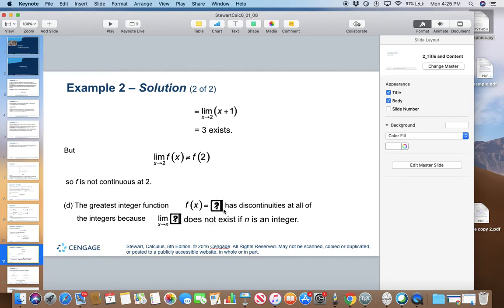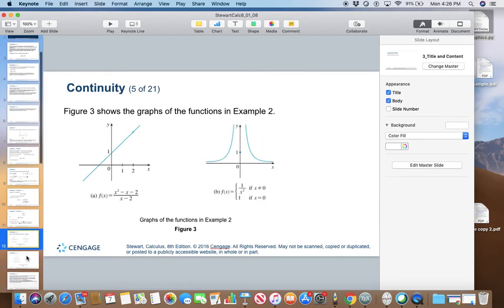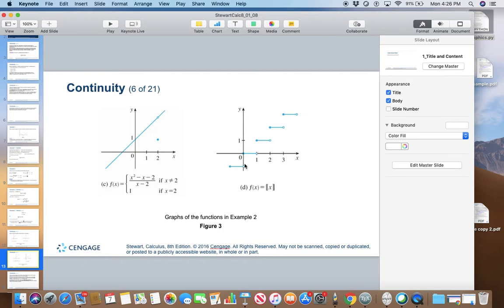This is the greatest integer function. The greatest integer function, if you remember, is the step function. It is discontinuous at every integer. It breaks at every integer. All right.